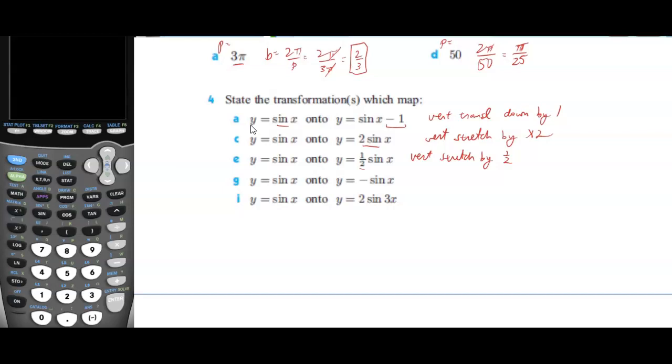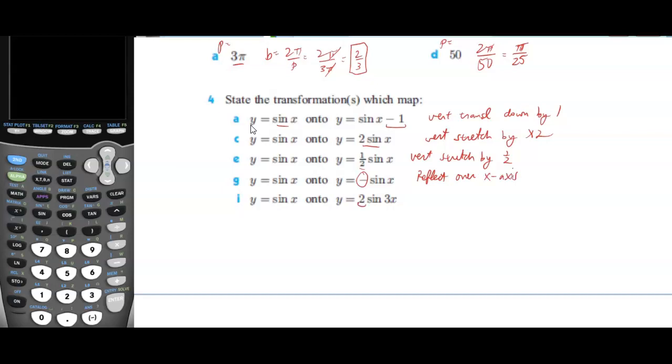Y equals sine x onto y equals negative sine x. So this is an inversion, right? It's a vertical stretch by -1, which means you just invert the thing. So we're going to just do a reflection over x-axis because it's vertically flipping.